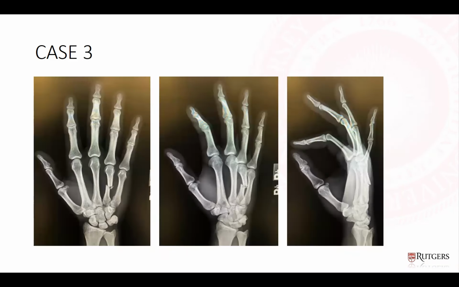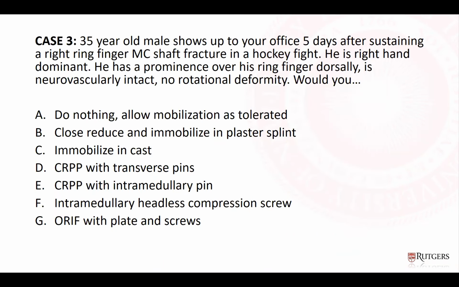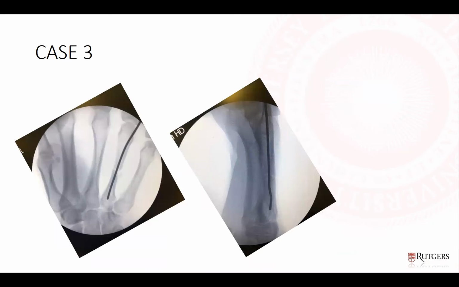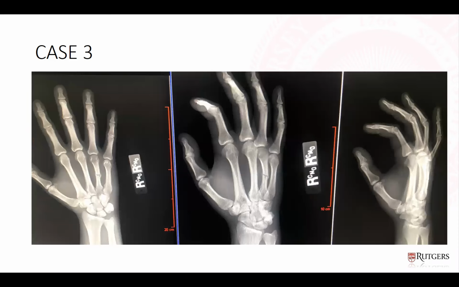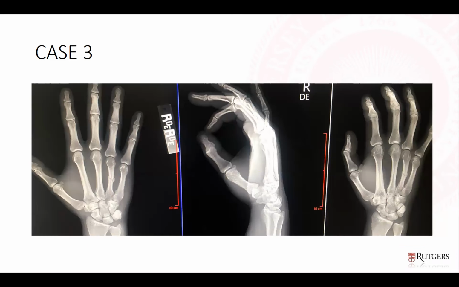Case three, so this was the isolated ring finger metacarpal shaft fracture in the hockey player. This one was treated with intramedullary pinning. These are fractures a couple weeks out. The pin was removed. This is 2 months later, showing good callus formation. He had excellent motion at this time. And then these are most recent images where he's allowed to return back to contact.